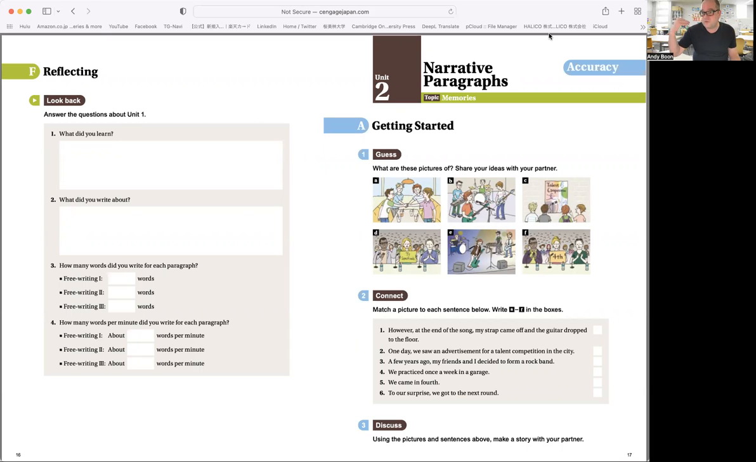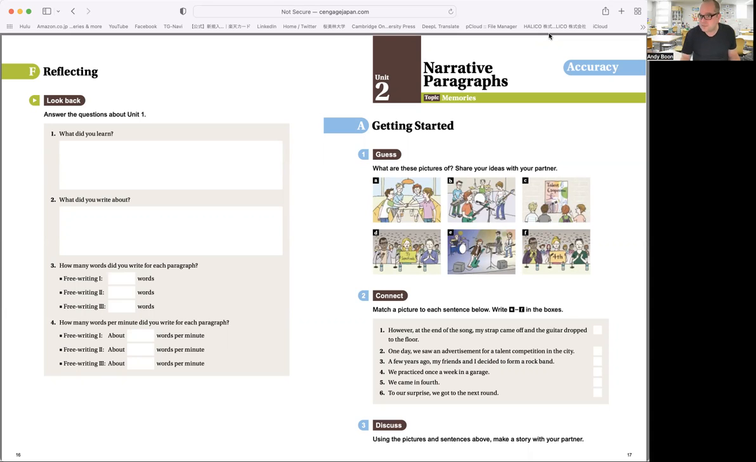And the first task is to show the plan that the writer used when writing the paragraph about the talent competition. And students can then think about the stages or the events in their great memory and plan the chronological events as the narrative story unfolds.